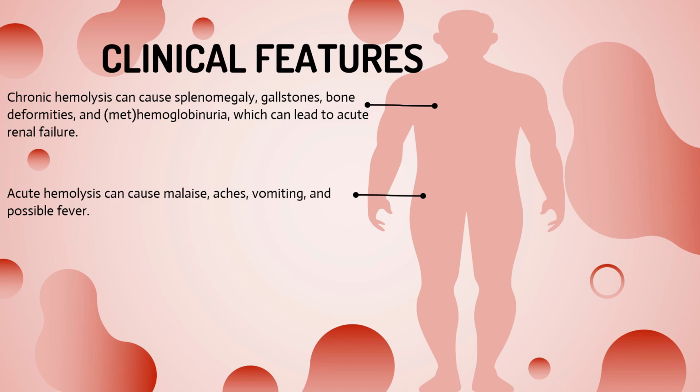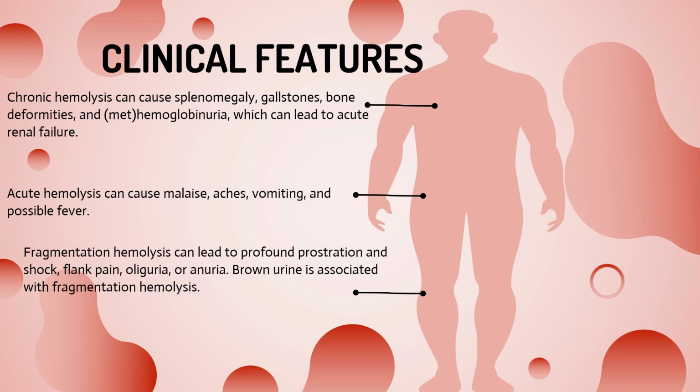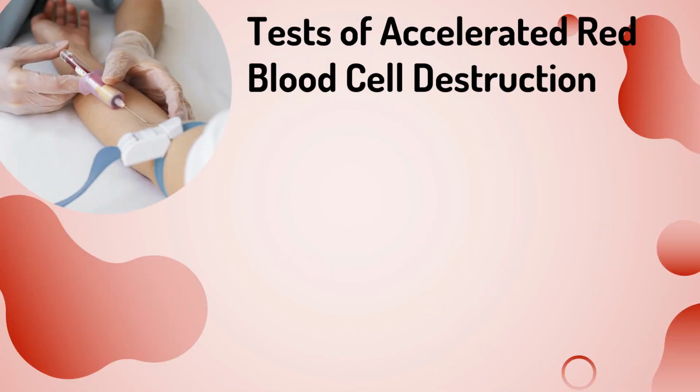Acute hemolysis can cause malaise, aches, vomiting, and possible fever. Fragmentation hemolysis can lead to profound prostration and shock, flank pain, oliguria, or anuria. Brown urine is associated with fragmentation hemolysis. As for the laboratory diagnosis, first we have tests of accelerated red blood cell destruction.